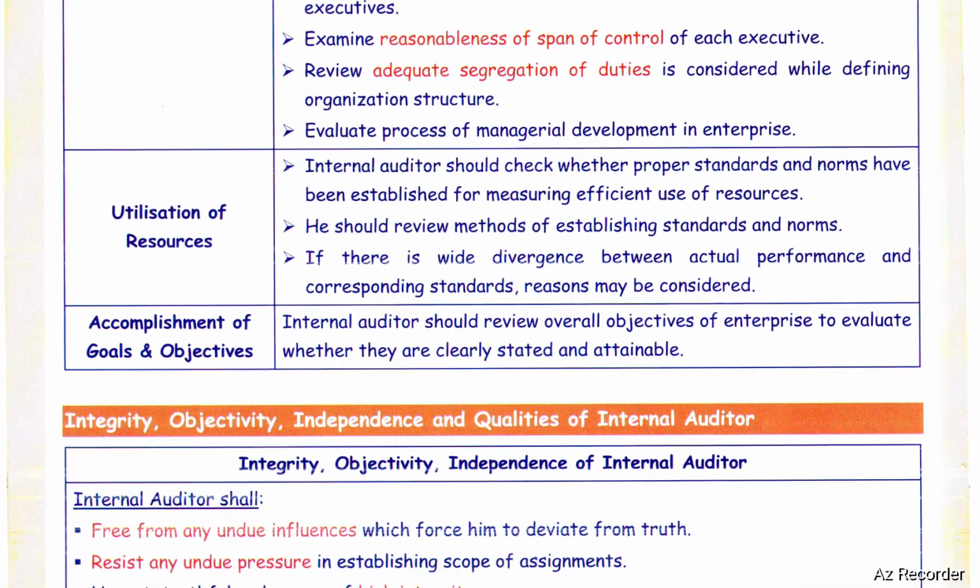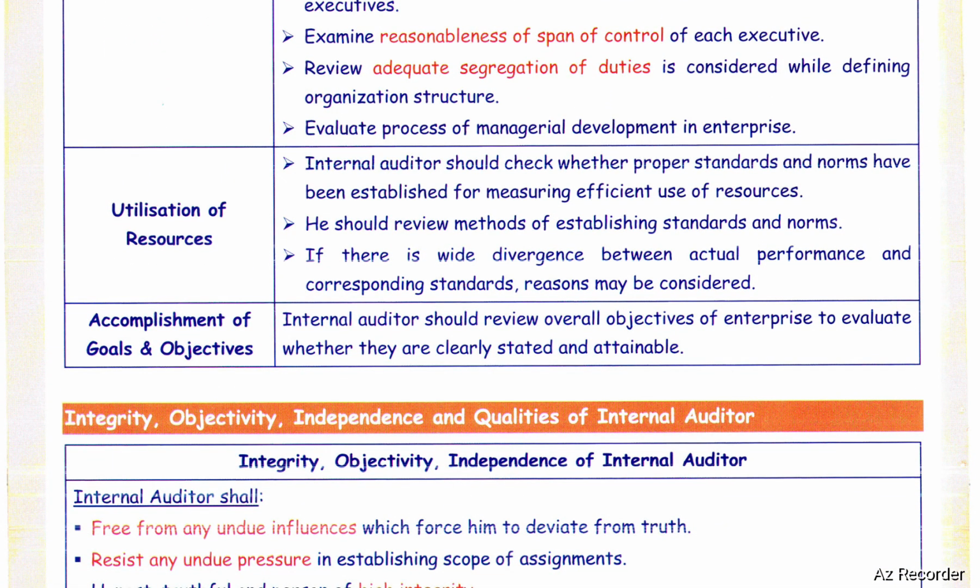Internal auditor should check whether proper standards and norms have been established for measuring efficient use of resources. He should review methods of establishing standards and norms. If there is wide divergence between actual performance and corresponding standards, reasons may be considered. Accomplishment of goals and objectives: internal auditor should review overall objectives of the enterprise to evaluate whether they are clearly stated and attainable.